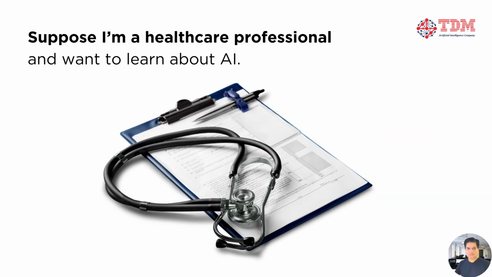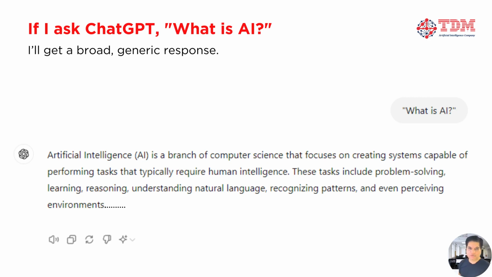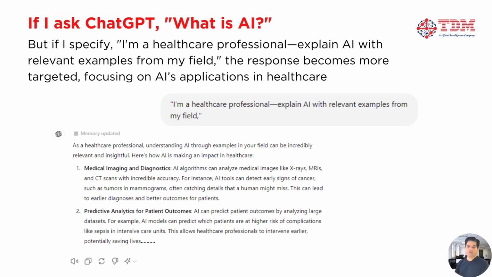Let's see this in action. Suppose I am a healthcare professional and want to learn about AI. If I ask ChatGPT, "What is AI?" I will get a broad, generic response. But if I specify, "I am a healthcare professional, explain AI with relevant examples from my field," the response becomes more targeted, focusing on AI applications in healthcare like diagnostics and personalized medicine.